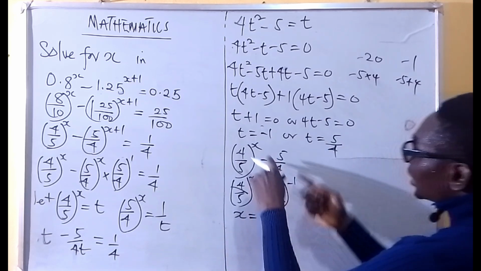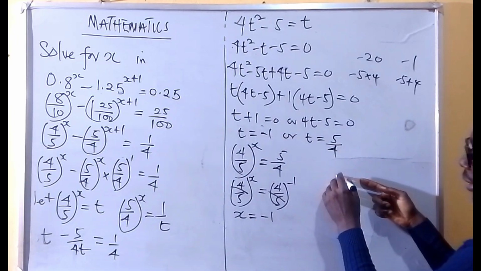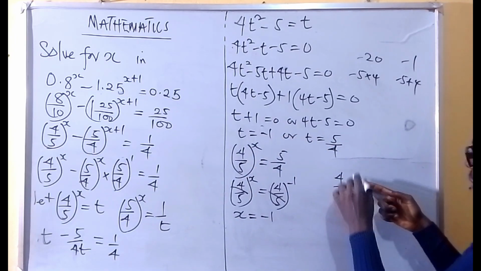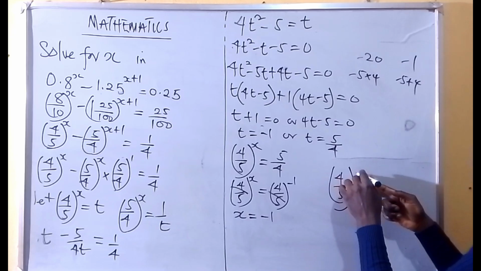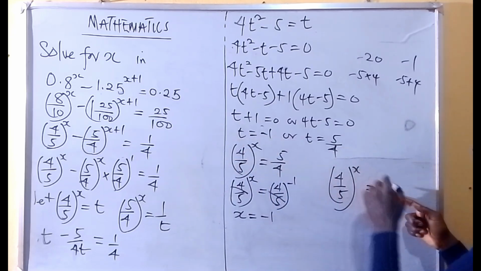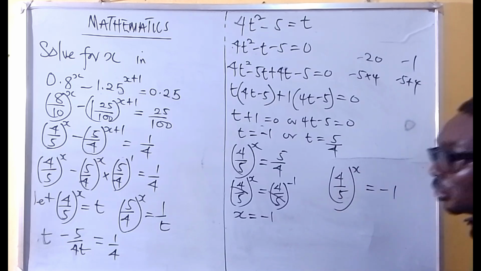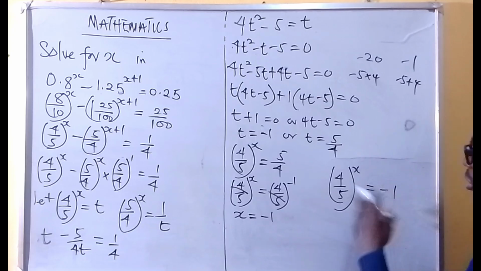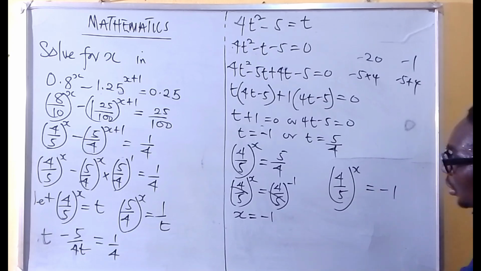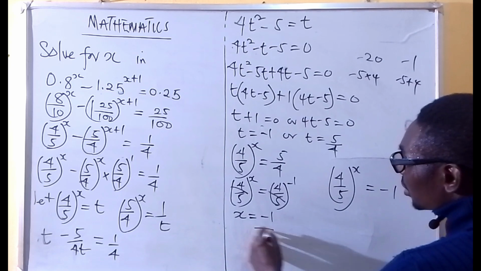Now, if we use t equal to minus 1 here, we have 4 over 5 raised to the power x equal to minus 1. You will see that this does not have a solution. It will lead to a complex solution. Therefore, our x is equal to what?